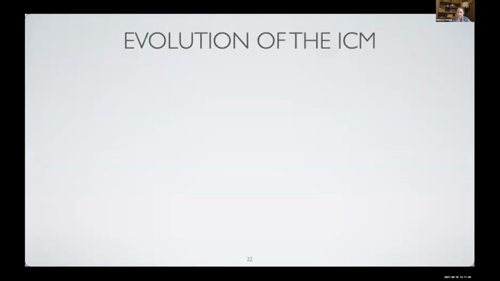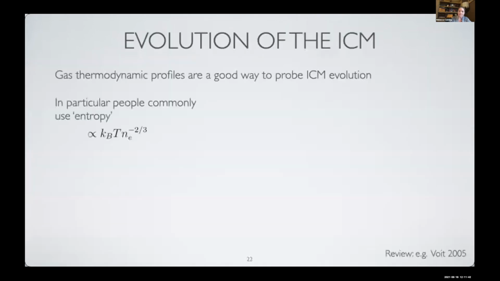Detecting the ICM is one thing. How does it evolve over time? The thermodynamic properties of the gas encode information on processes that lead to the thermalization of this gas, as well as on non-gravitational processes, such as gas cooling, AGN feedback, shocks, turbulence, bulk motions, cosmic rays and magnetic fields.